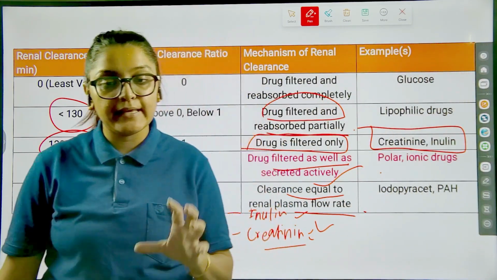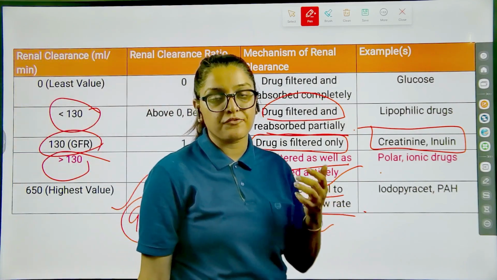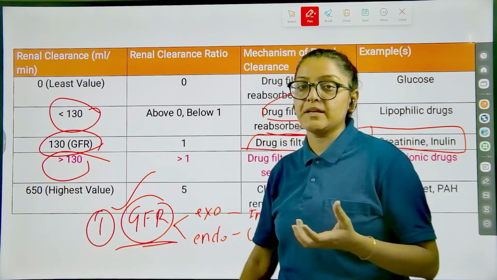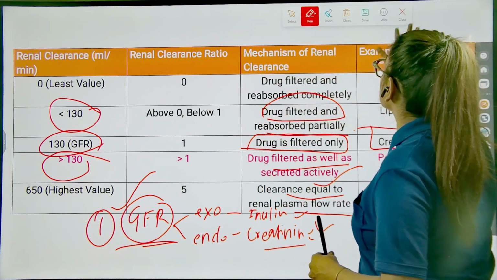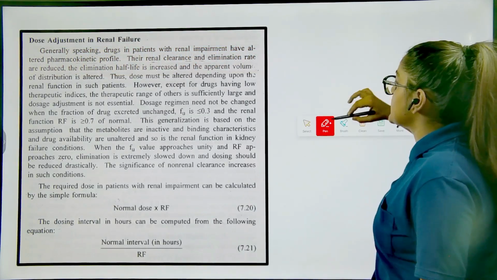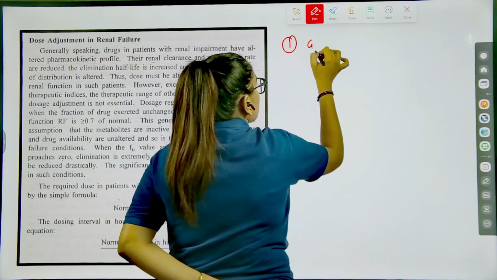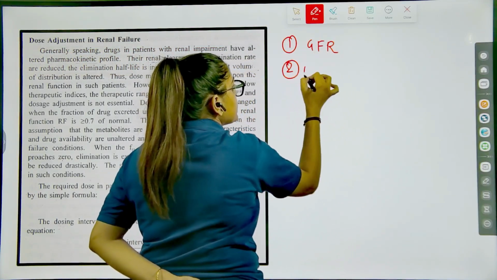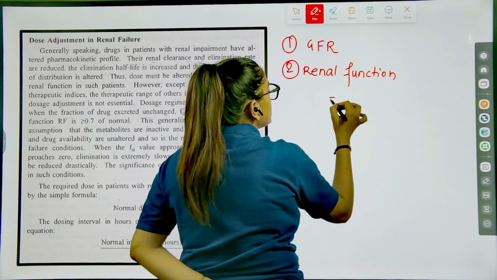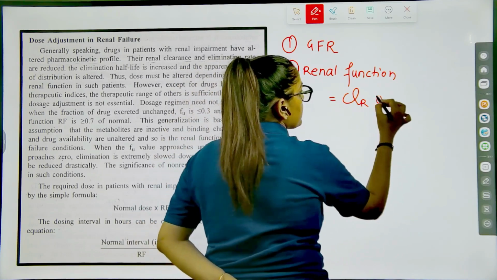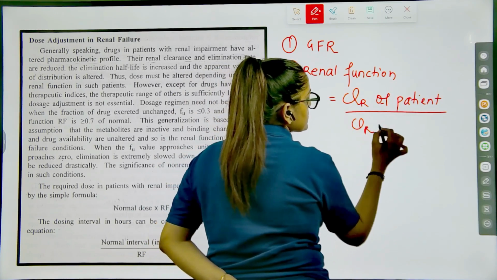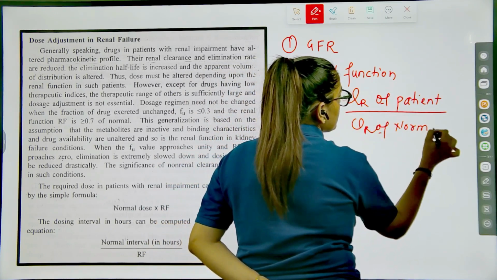If dose adjustment is required and a patient with renal failure comes up, in any case we first have to check the value of the GFR of the patient. Number one, check the value of GFR. Number two is to calculate the renal function, to find out the renal function value. The renal function value is equal to the creatinine clearance of the patient upon the creatinine clearance of a normal person.